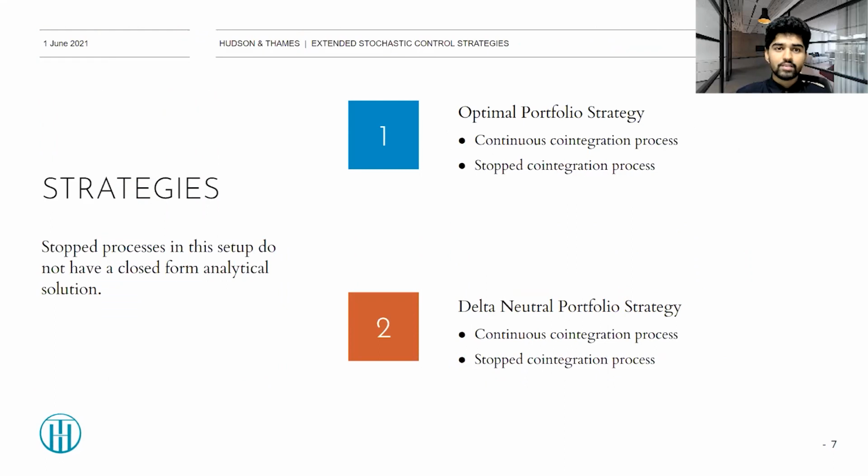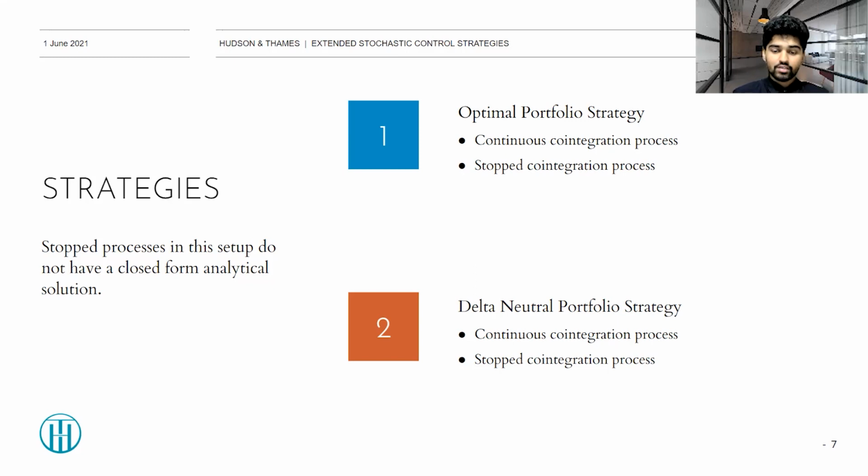These are the strategies that we'll be discussing in this presentation. The first strategy is the optimal portfolio strategy, which is an unconstrained strategy. And the second strategy, as the name suggests, is a delta neutral portfolio strategy where we have a delta neutrality condition. For each one of these strategies, we'll also look at two co-integration processes, that is the continuous co-integration process and the stopped co-integration process.